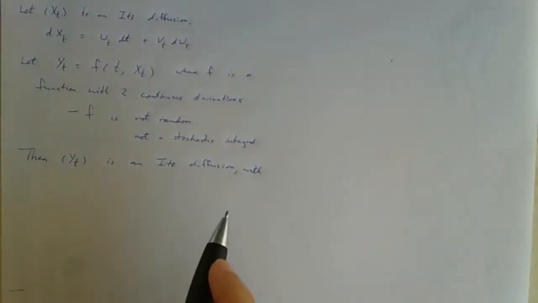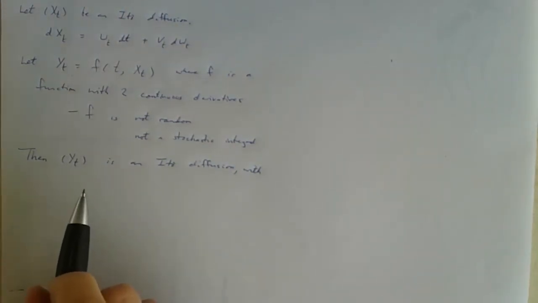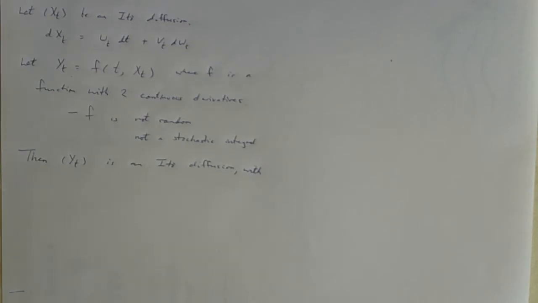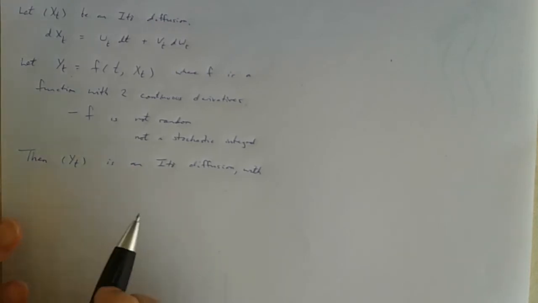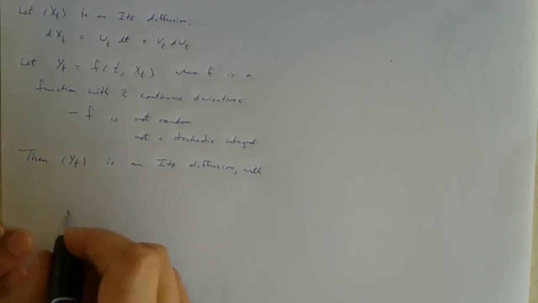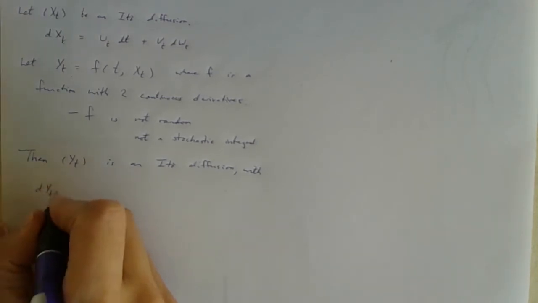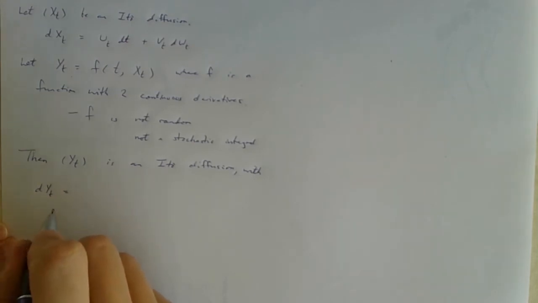Actually more than that, but to begin with it says that y_t is an Ito diffusion. So if you take a nice function of an Ito diffusion, you get another Ito diffusion. And more than that, we can relate the drift and speed of y to the drift and speed of x, like so. So the little formal equation that gives you the drift and speed of y will look like this.